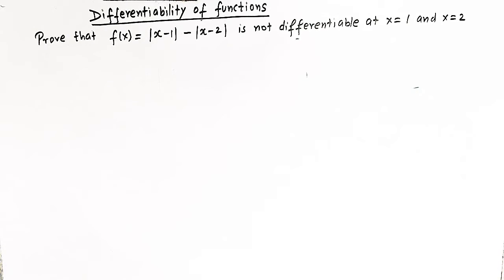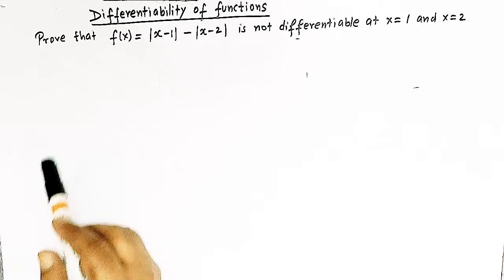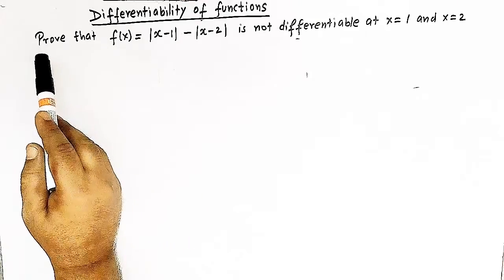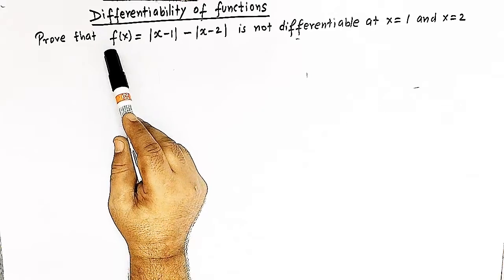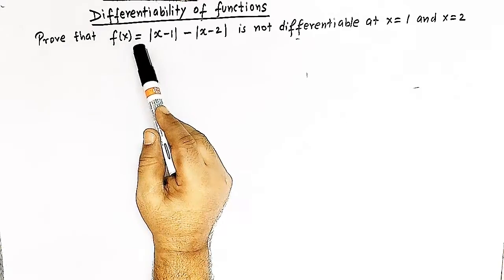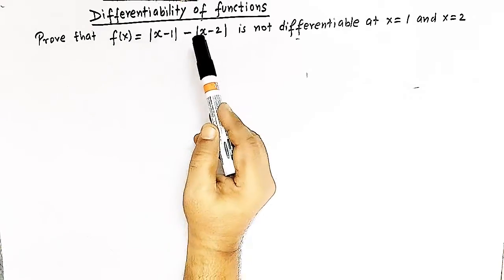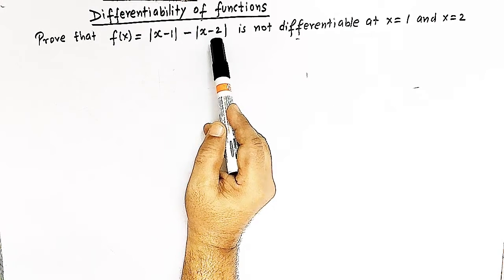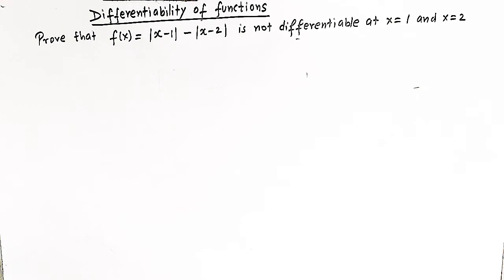Hello viewers, in today's session we are going to discuss an important problem from differentiability of functions, and here we are going to solve this problem where we have to prove that the function f of x that is equal to mod of x minus 1 minus mod of x minus 2 is not differentiable at x is equal to 1 and x is equal to 2, right?